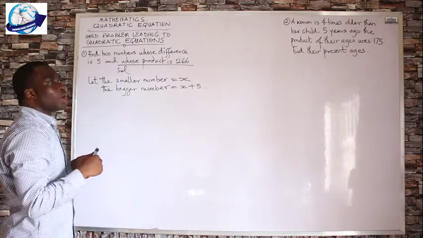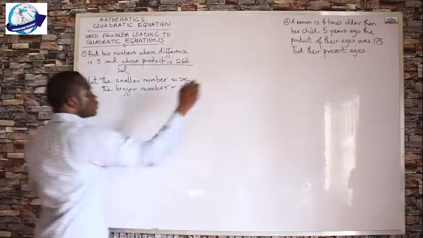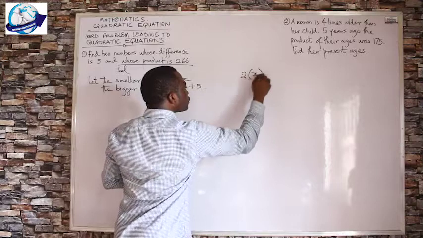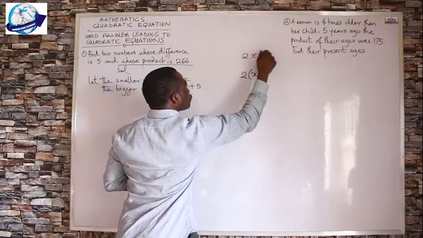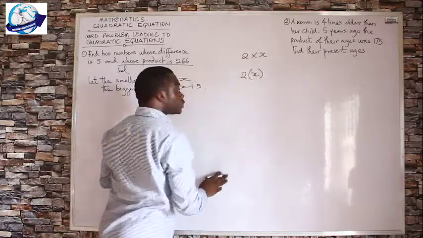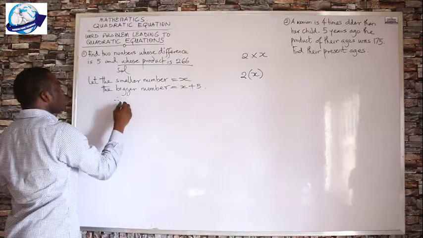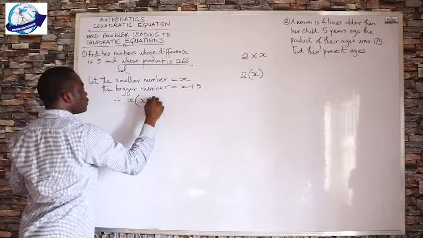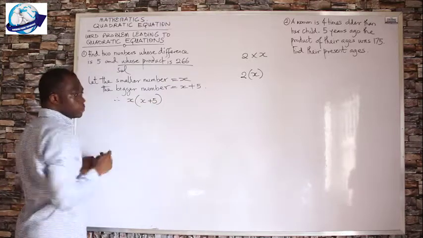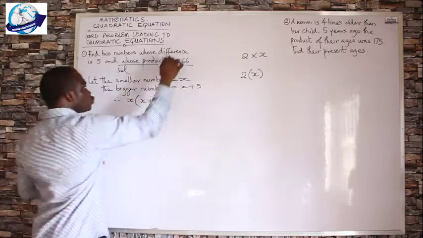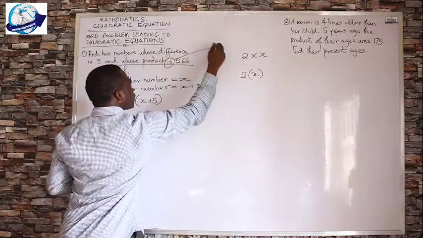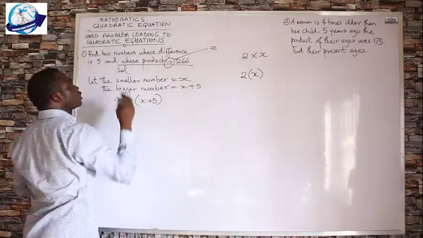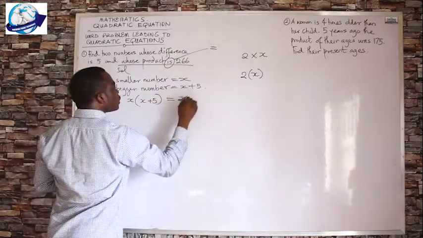So product means multiplication. If I say 2 in bracket x, that means it's the same thing as saying 2 times x. So the bracket represents multiplication. Therefore, the product is x into x plus 5. Please understand that in word problems, the word "is" is actually a verb that stands for equal to. So "is 266" means equal to 266.